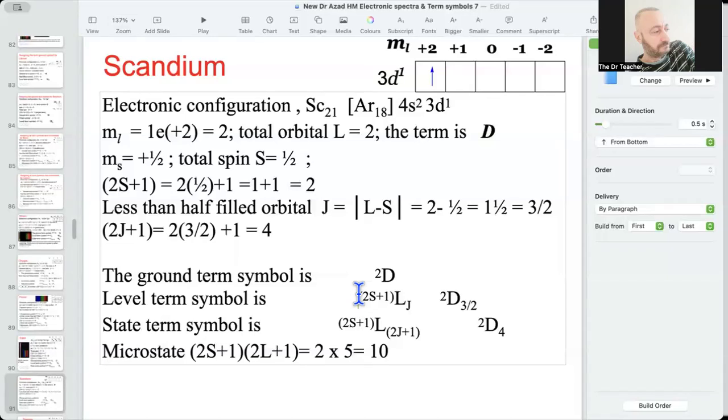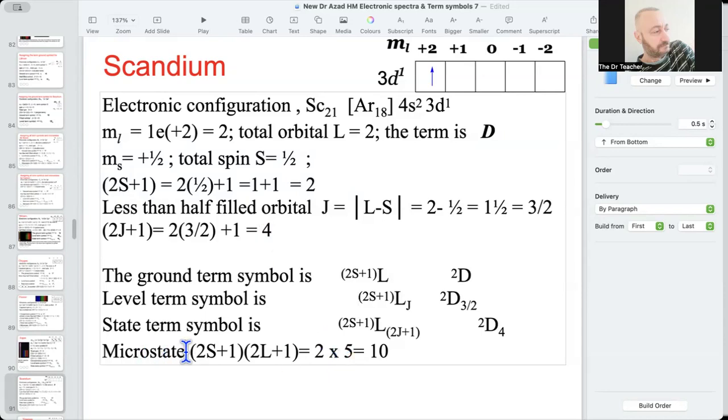So I just want to repeat this, just to say this is the ground term symbol. The ground term symbol is 2S+1 L, so it will be D2. The level term symbol will be with J, and J is here 3 over 2. And the state term symbol will be 2J plus 1, so it will be D2, 4.